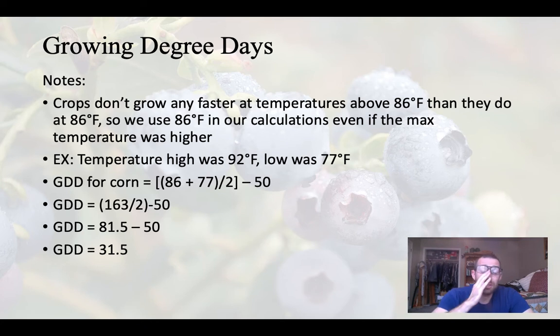Okay, other things to notice with our growing degree days is that, as I talked about in a previous lecture, generally your crops don't grow any faster at temperatures above 86 degrees Fahrenheit. Right, so that is your max temperature, even if it was hotter in a day. So even if your max temperature for a day was 92, you're still going to use 86 as your max in the calculations.